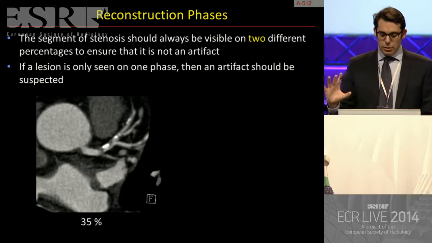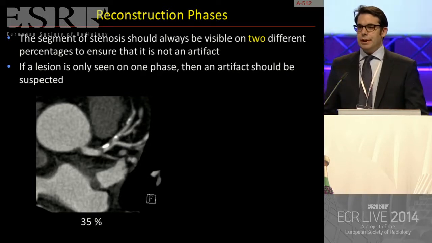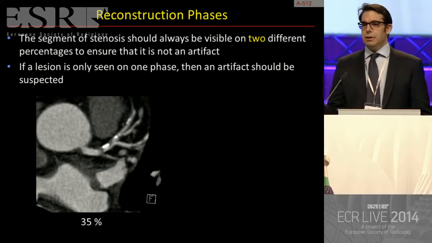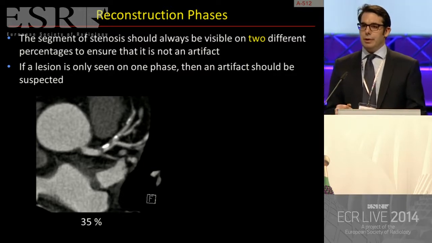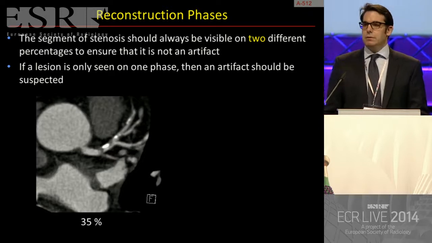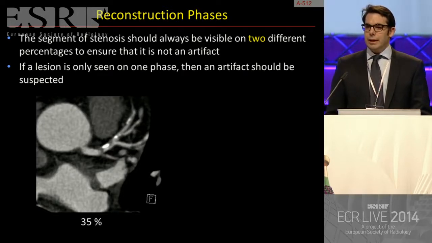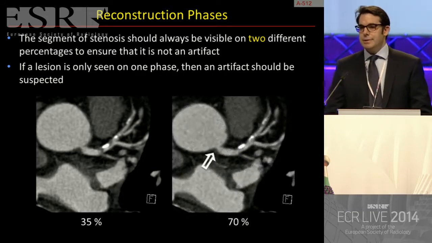If not, look, this is 35%. He had a high heart rate, so I said systole would be better. In this particular case, I did a retrospective acquisition because of his high heart rate. This is what I found. But again, I have to confirm it in another different phase and see at 70% what happens in the LAD.